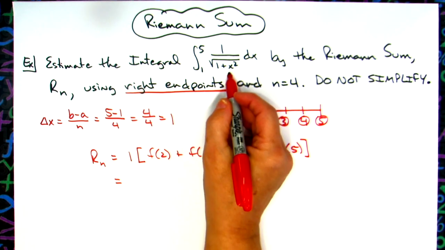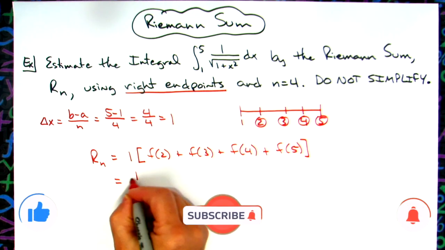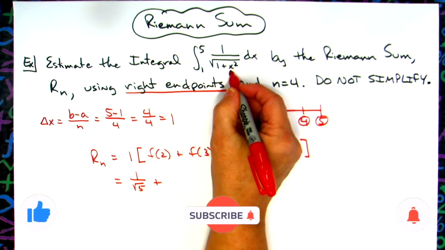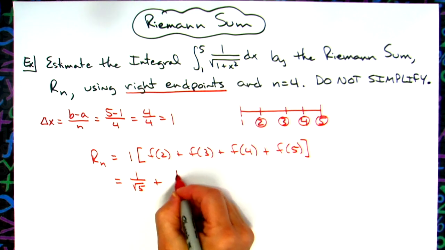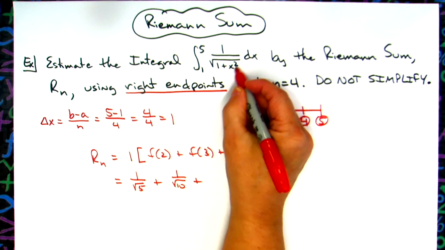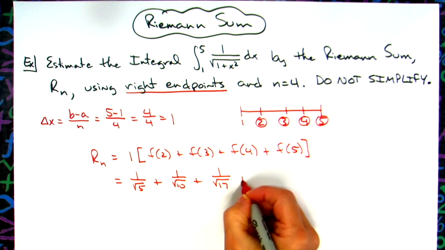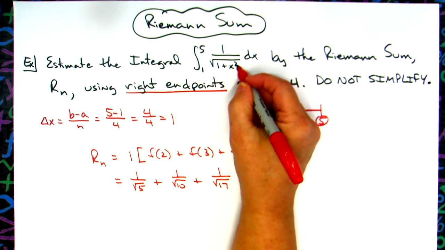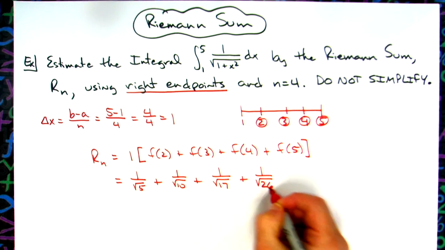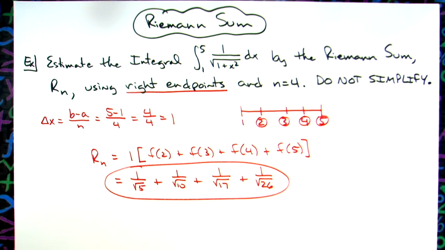Now if I don't want to simplify, all I'm going to do here is take 2, plug it into my function. That's going to be 2 squared is 4, plus 1 more is 5. So then I'm going to have a 1 over the square root of 5. Plug in the 3. That's going to be 9 plus 1 more is 10. So 1 over the square root of 10, plus taking 4 and plugging it in. That'll be 16 plus 1 more is 17. So 1 over the square root of 17. And then taking 5, plugging it in, 5 squared is 25, plus 1 more is going to be 26. So 1 over the square root of 26. So not simplifying that, just leaving that as the actual sum there.